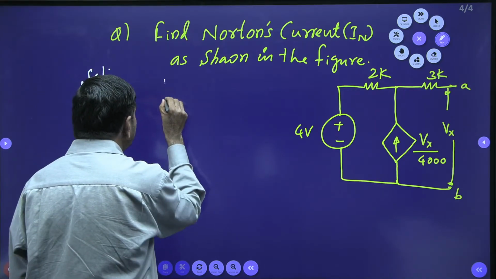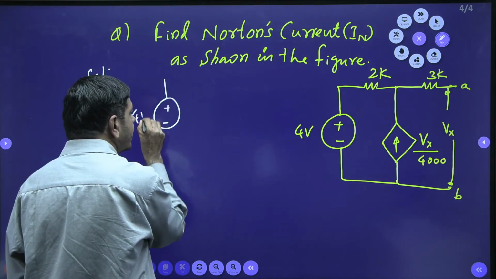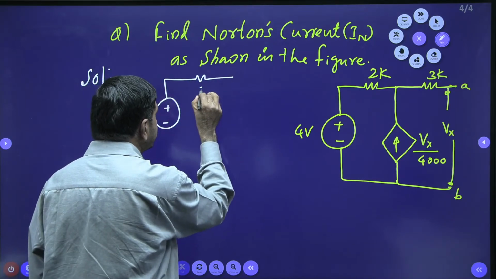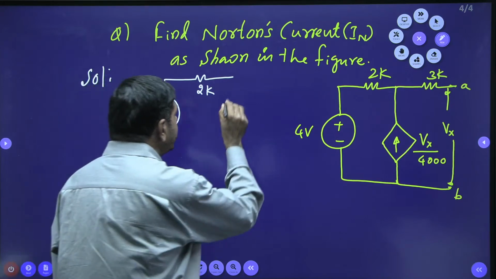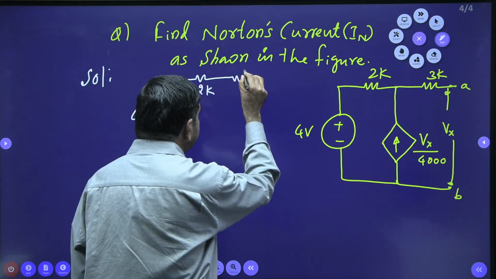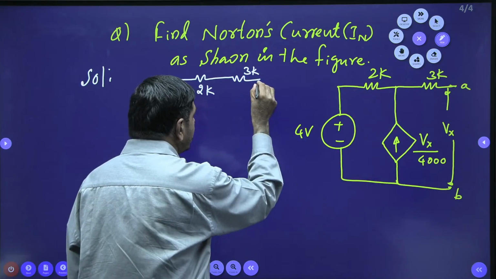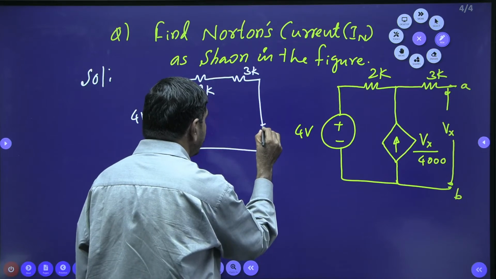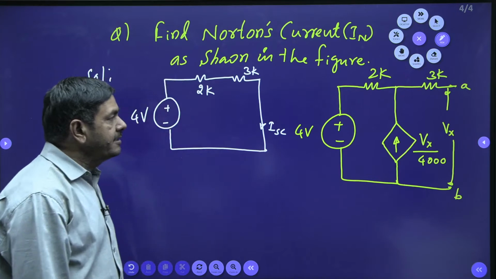There is a 4 volts battery, 1 voltage source is given. Here it is connected with a 2K resistor. But in this case a 3K resistor is connected here. This AB is shorted directly. This current is ISC.